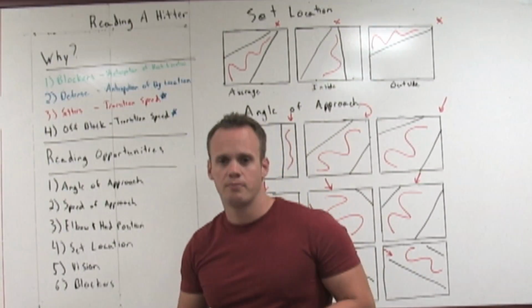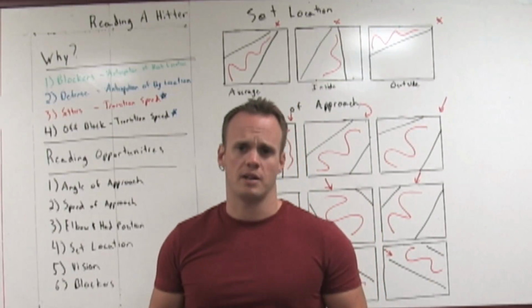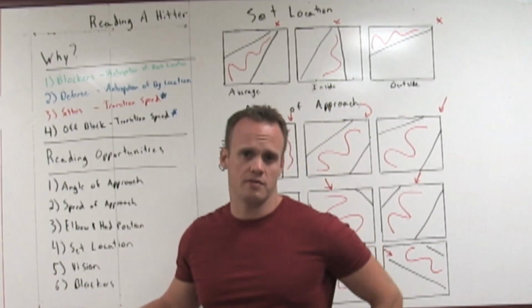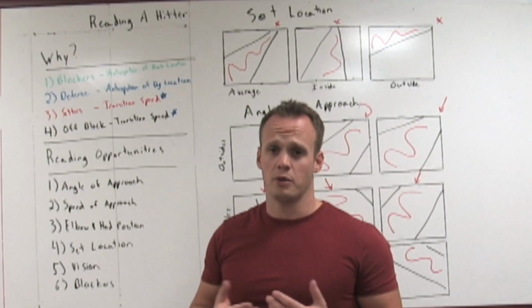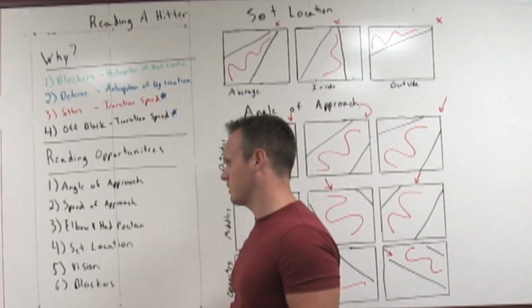Reading opportunities. Okay, this is how you actually identify what's happening in the process and how you read it. The first one is going to be the angled approach. That's probably the most evident for me. Okay, if you're a hitter, you can also learn from this as well. So something to pay attention to. We're going to come back to that in a second.